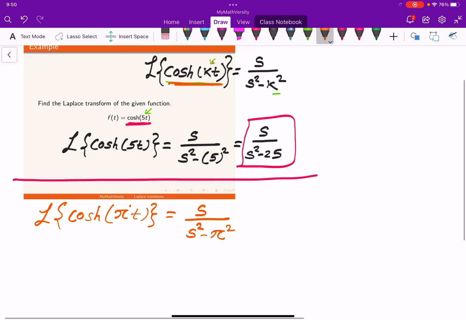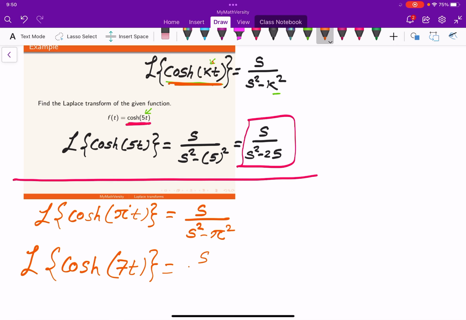Or let's say if we need to figure out the Laplace transform of the hyperbolic cosine of 7t, then this should be equal to s over s square minus 7 square, which is 49. Right, so this is how we can figure out the Laplace transform of the hyperbolic cosine function of kt or similar functions like hyperbolic cosine of 5t or hyperbolic cosine of pi t or hyperbolic cosine of 7t.